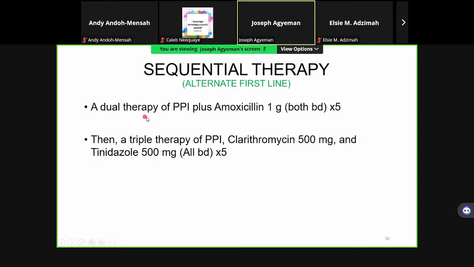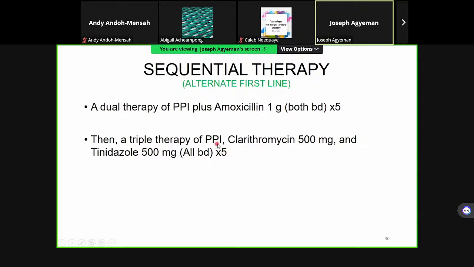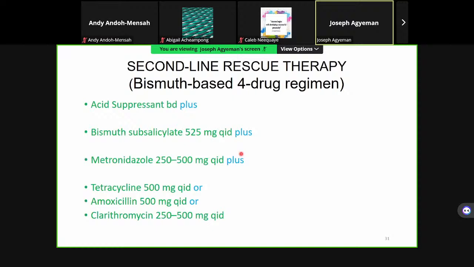You first do a dual therapy of a PPI plus amoxicillin, both BD for the first 5 days. After which, you come back to a triple therapy. By this time, a PPI, clarithromycin, and tinidazole, all BD for 5 days. So in total, you'll be doing 10 days. This is what we refer to as the sequential therapy. It's an alternate first-line therapy, an alternate to our normal PPI-based regimen that we know.